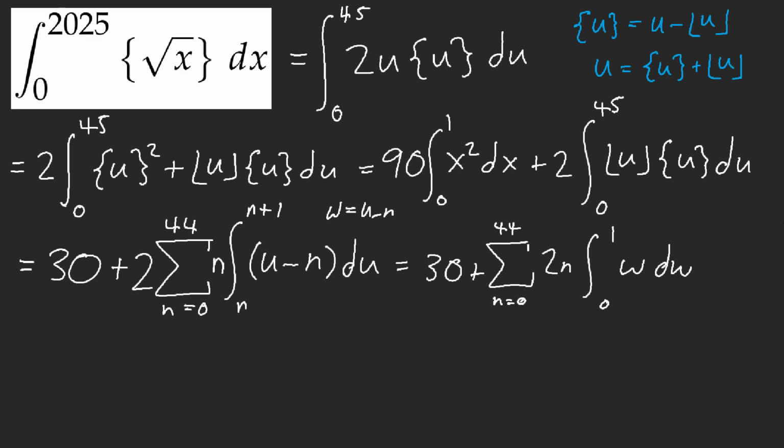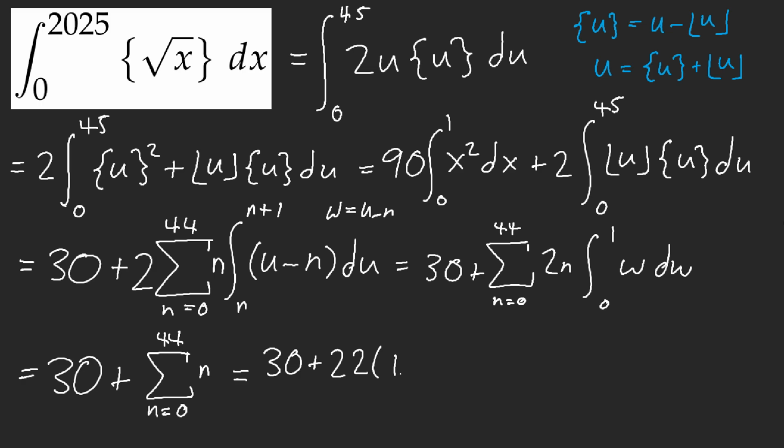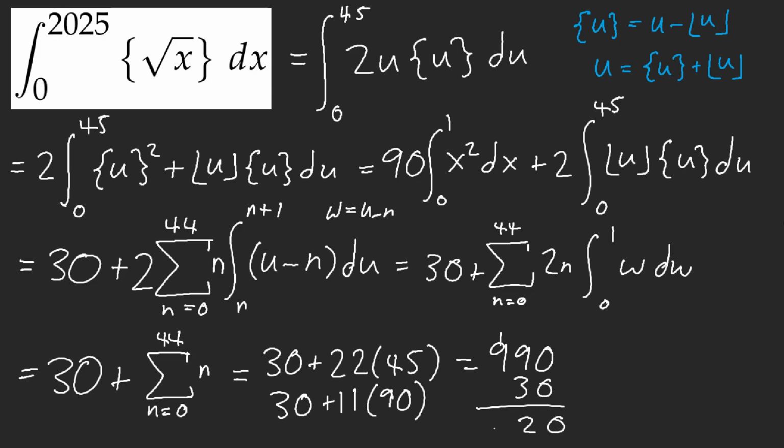This is so much cleaner, right? Now this is just the answer, just 30 plus just the arithmetic sum from n equal to 0 to 44. So now we have 30 plus what? 22 times 45, which is the same thing as 11 times 90. This just helps me calculate much faster. So now we have 990, plus 30. This is like what? 1020. So our answer is 1020, and this is how you get a nice clean integer.